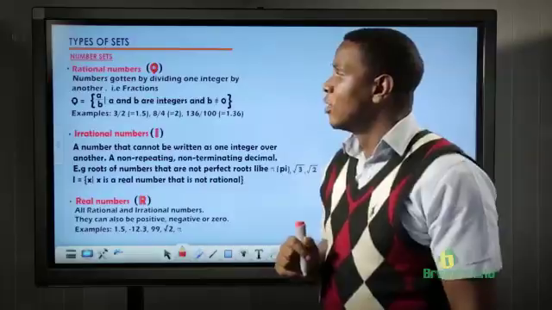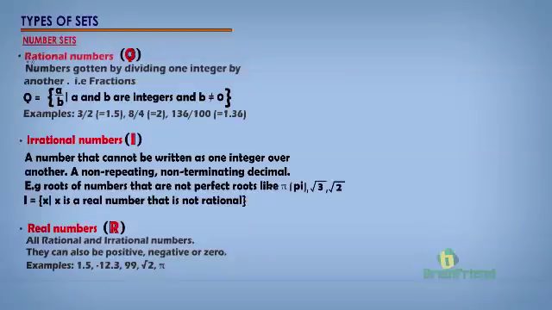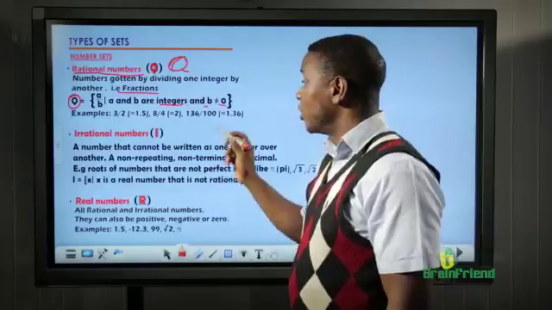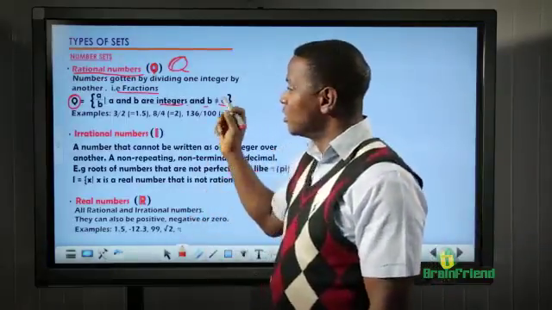The next category of numbers that we have under the number set are what we refer to as rational numbers. It is written as a boldface Q, capital Q. Rational numbers are numbers that we get by dividing one integer by another. In other words, rational numbers are fractions. So a rational number Q is the set of all A over B such that A and B are integers and B is not 0.